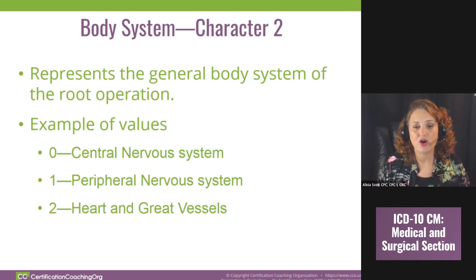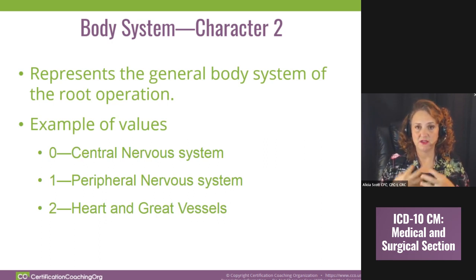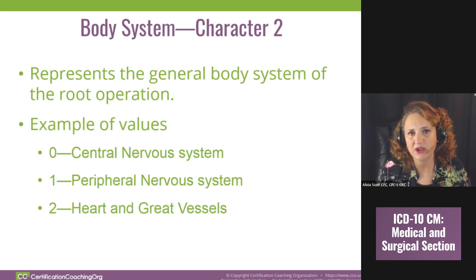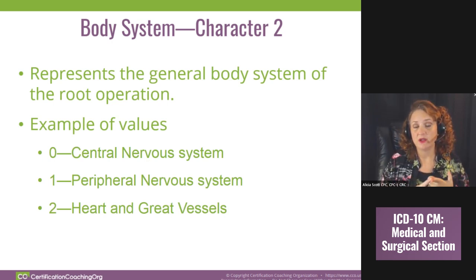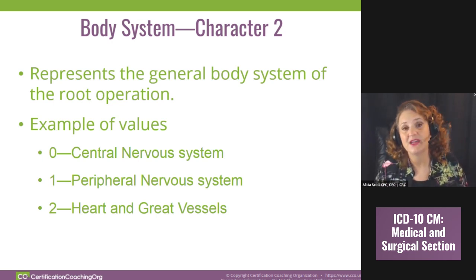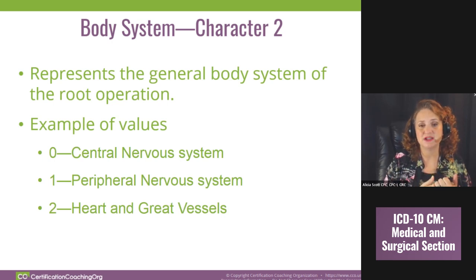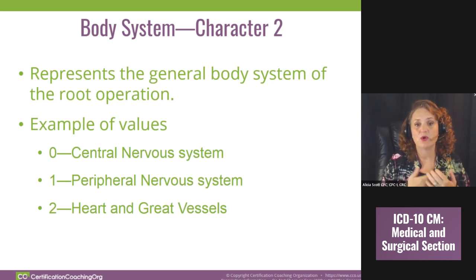And then for the heart and great vessels, that would be a 2. When you think of heart and great vessels, the heart is pretty easy. When you think, well, what are the great vessels? We're talking about the aorta and the superior and inferior vena cava. They're considered great vessels, right? Not just arteries, but also veins. And you don't have to have this memorized. You don't have to memorize that the central nervous system is a 0 or the PNS is a 1, because again, it's always right there in front of you.